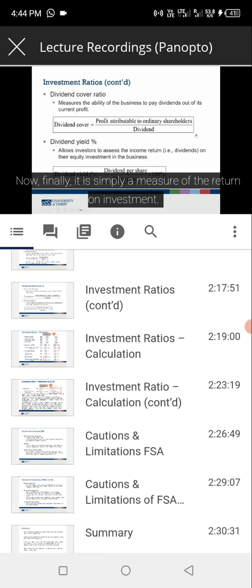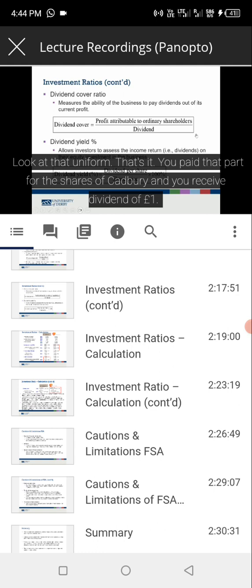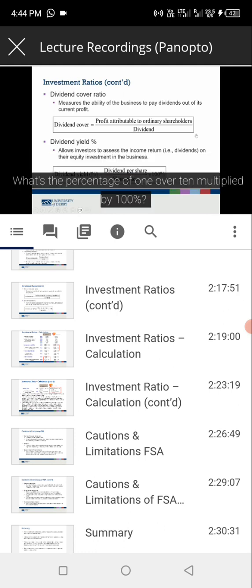And finally, dividend yield. Dividend yield is simply a measure of the return on investment, your percentage return. Let's say you paid £10 for the shares of Cadbury and you receive dividend of £1. What's your percentage return? 1 over 10 multiplied by 100, that's 10%. So which means you've received 10% return on your investment, and that is your dividend yield. Okay? This is straightforward.